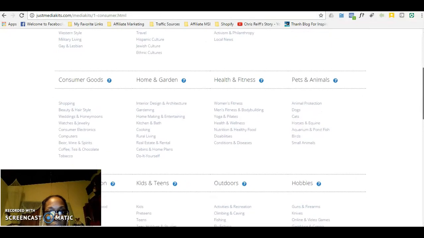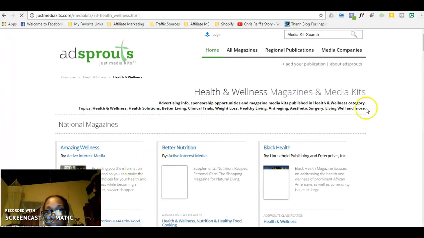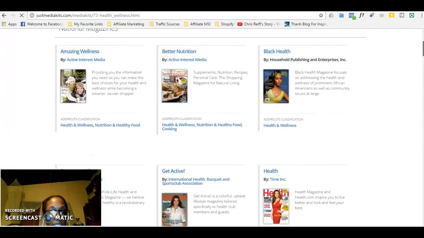Let's say health and wellness. That's a good start. Let's say our niche is in health and wellness. So first we will start here, and then we will see what type of magazines there are. And these magazines are usually subscription type magazines.